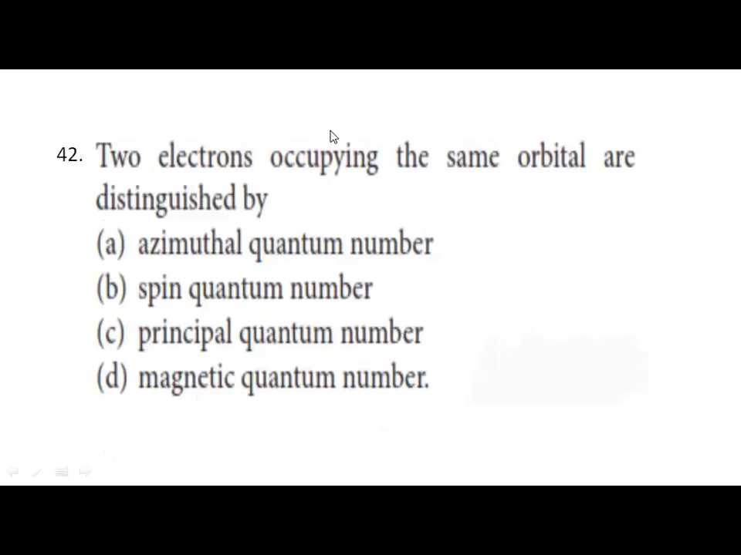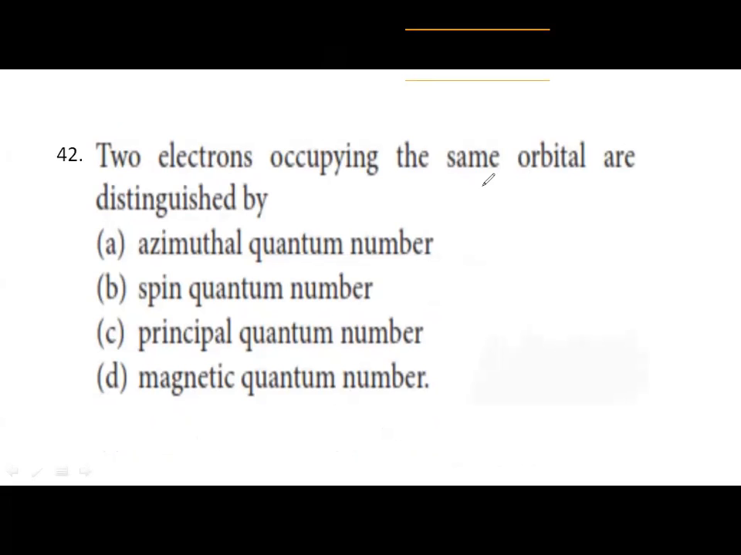Next question. Two electrons occupying the same orbital are distinguished by. How do you distinguish the two electrons which occupy the same orbital? This is nothing but which rule?